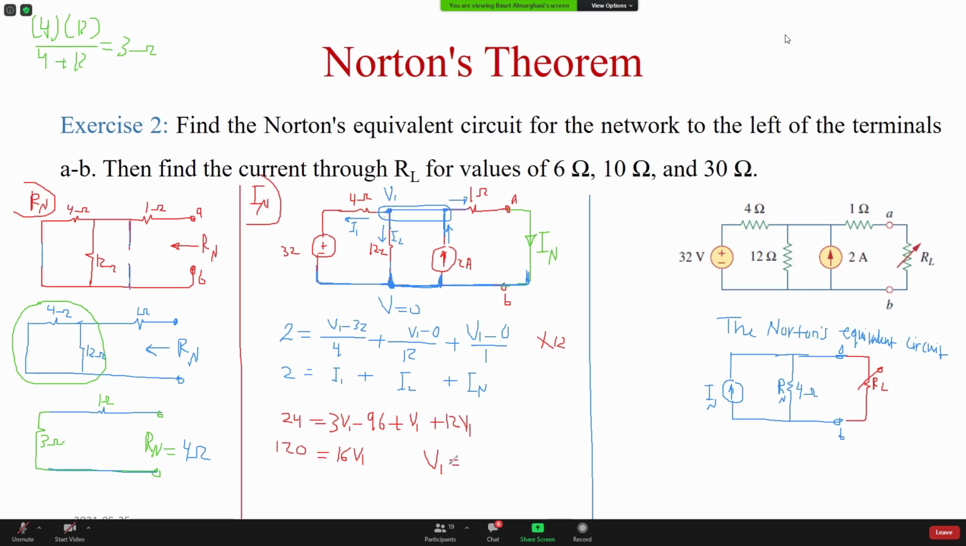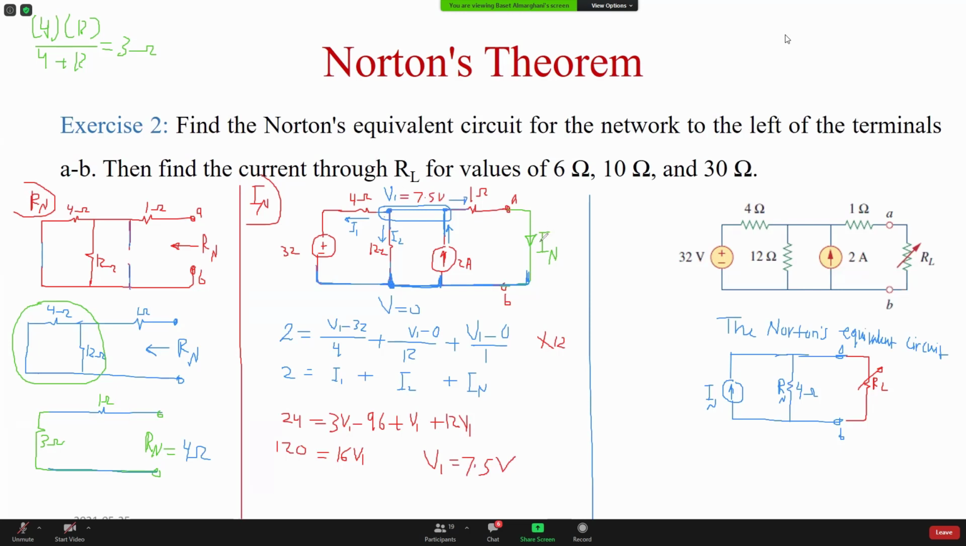What is that? Any answers? 120 divided by 16, so 7.5? I think it's 7.5, because 5 is 80, 7.5 volt. Now, I found the voltage here, 7.5.